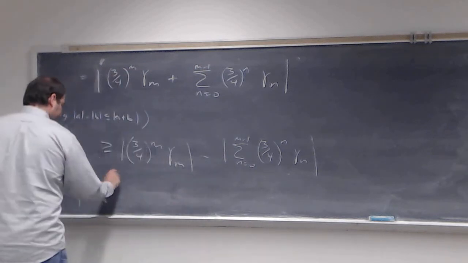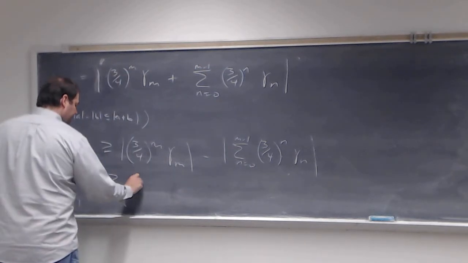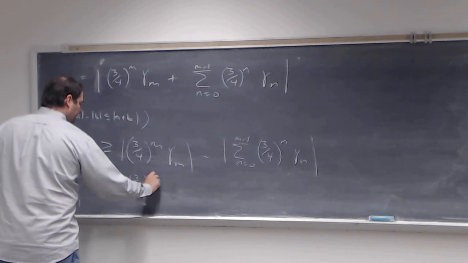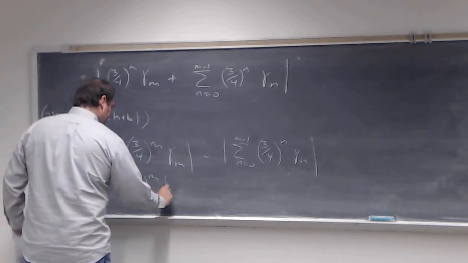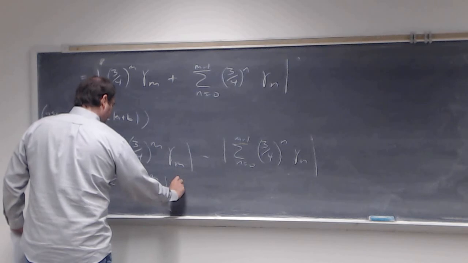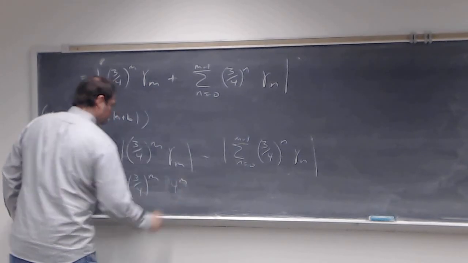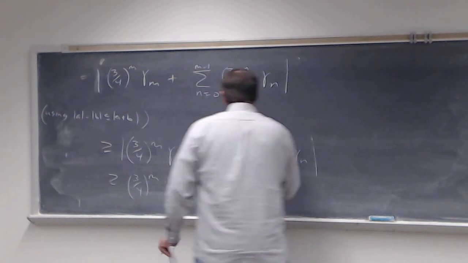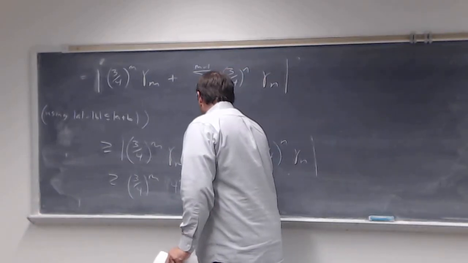This part I know what it is. I'm going to have less than or equal to. This part is 3/4 to the m, and then the absolute value of gamma sub m, we found that to be I think 4 to the m. Okay. This part, I'm going to say it minus the sum.